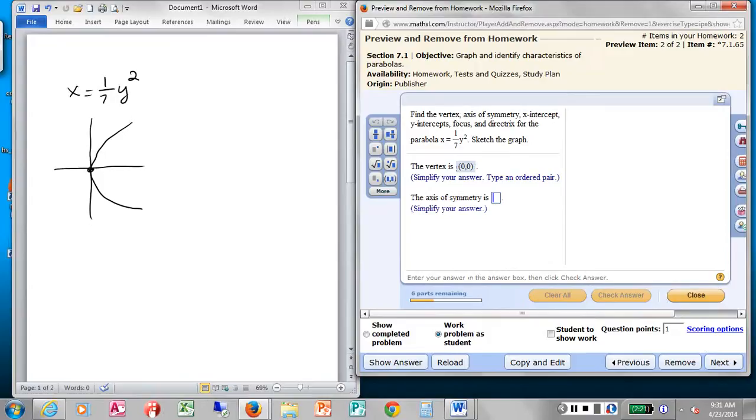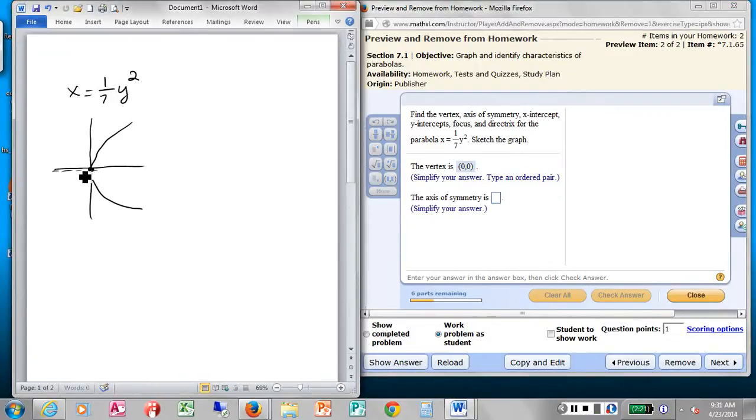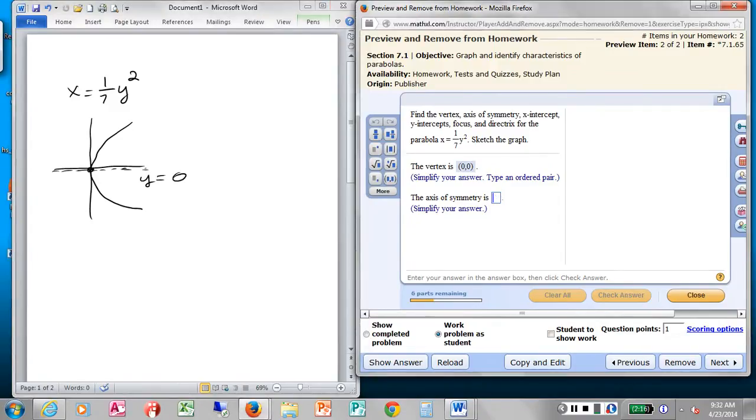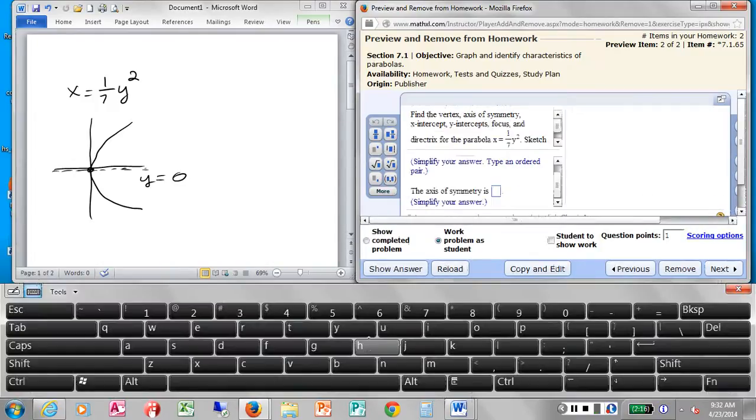Got that one. The axis of symmetry. Well, the axis of symmetry over here is running right through the middle of the parabola there, and so that's a horizontal line, which is y equals a number. In this case, y equals 0. So our axis of symmetry is y equals 0.